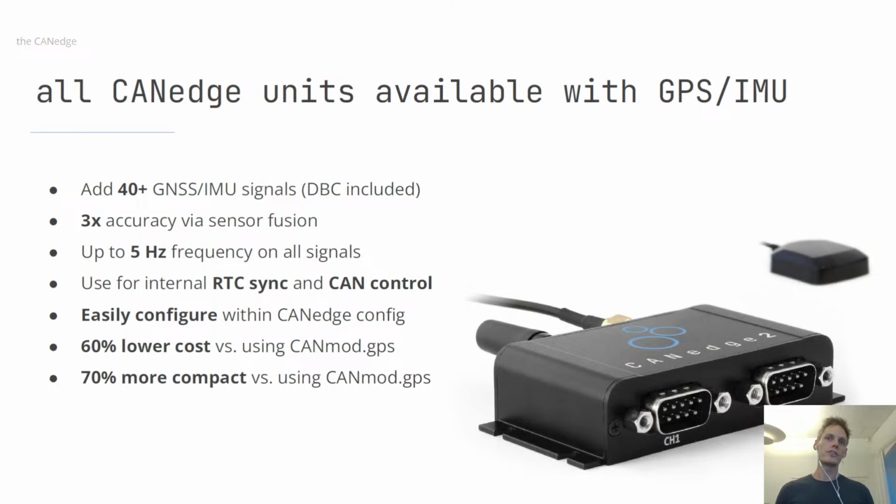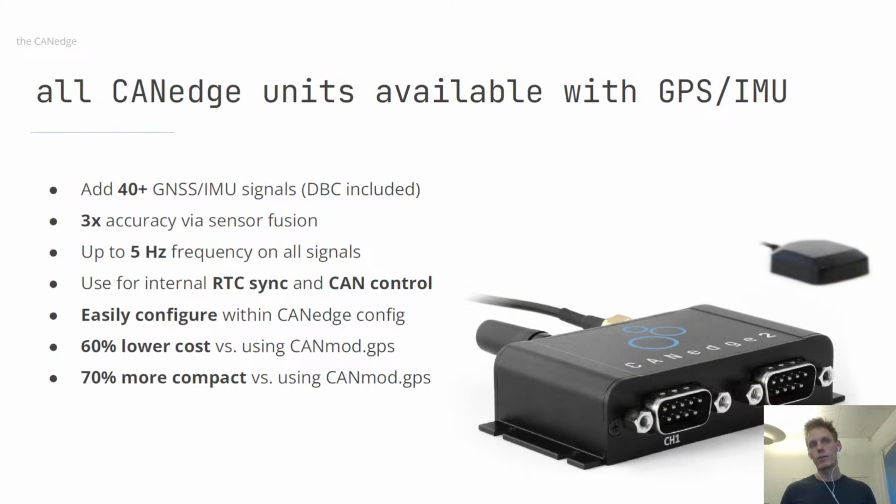What is also cool is that you get quite a lot of data. It's not just GPS position, because this is both a GPS and an IMU. You get a lot of signals, and I'll show some of them in a minute. You also get high precision through something called sensor fusion in automotive applications, and you get high frequency with 5 Hz on all of the signals.